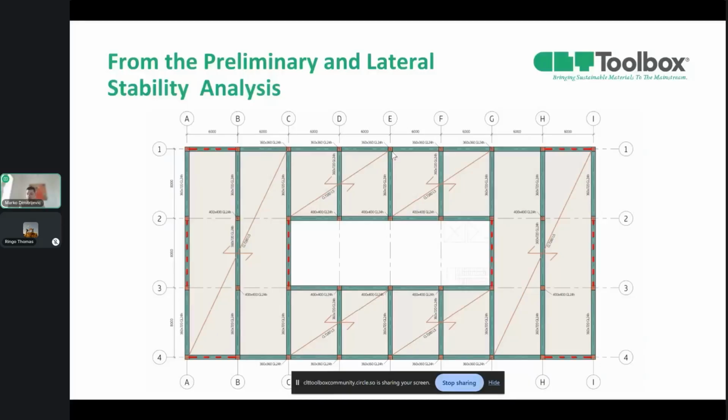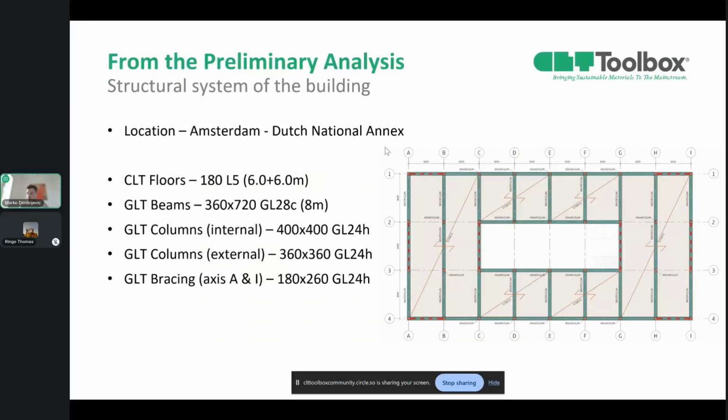So at the beginning, let's take a look at what we designed in the previous episodes. In the preliminary analysis, we designed a typical CLT floor, GLT beams, internal, external GLT columns. We also designed a vertical bracing diagonal with the connections and panel-to-panel connection based on the horizontal analysis and diaphragm analysis that was part of the previous webinar episode.